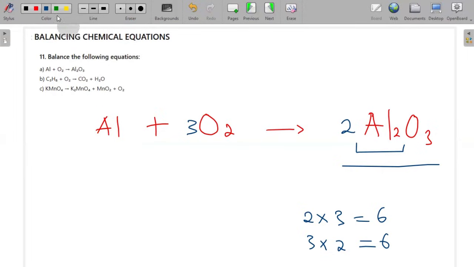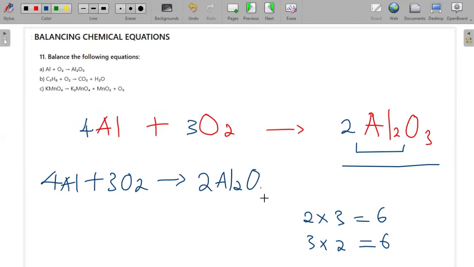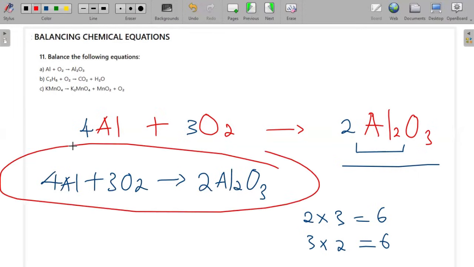So this is what we call balancing by intuition. It's like you're doing trial and error. So this one now is fully balanced. If you have 4 Al plus 3 O2, producing 2 Al2O3, this here is balanced. All right, any questions on that one? Okay, if there are no questions, let's do part B.